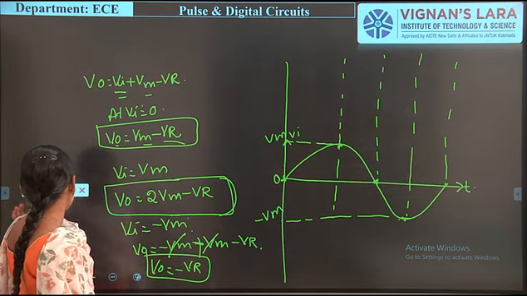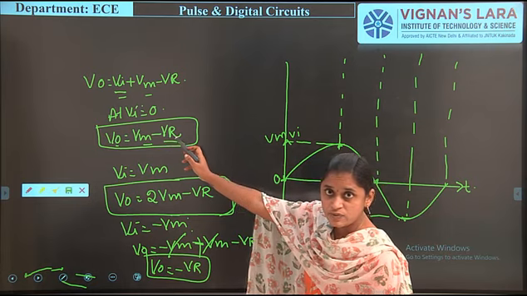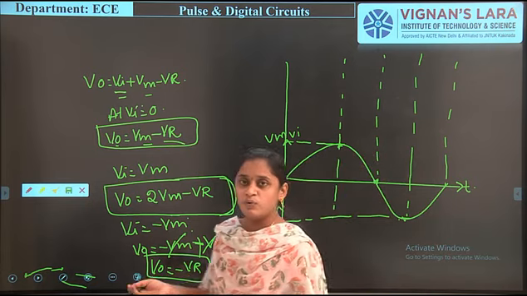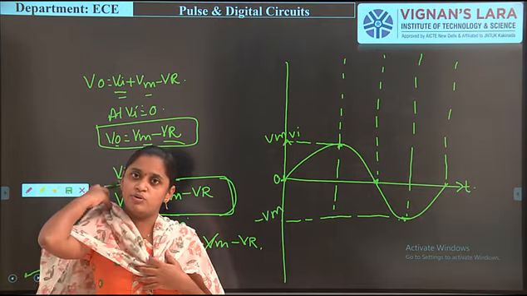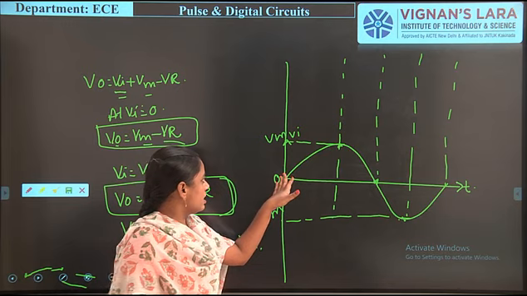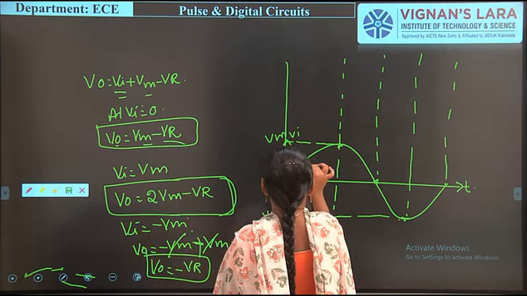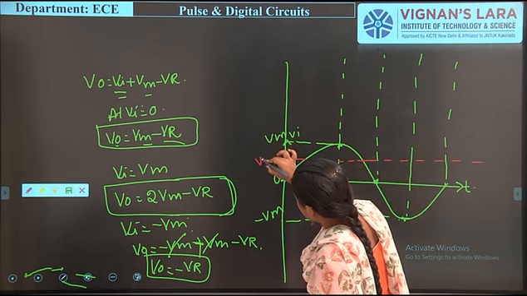So what is the output we have to observe? We have to indicate Vm minus Vr. Let us take Vm equal to 5 volts and Vr equal to 2 volts, so 5 minus 2 is 3. It lies in between 0 and Vm, so first I indicate Vm minus Vr.